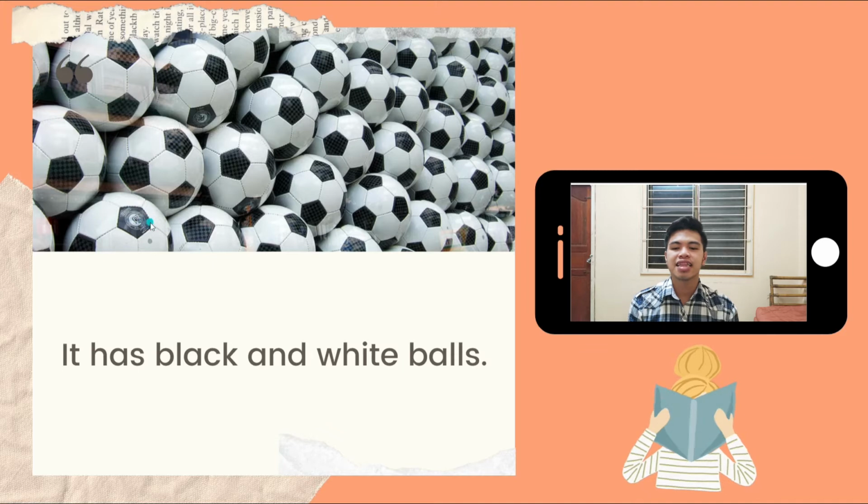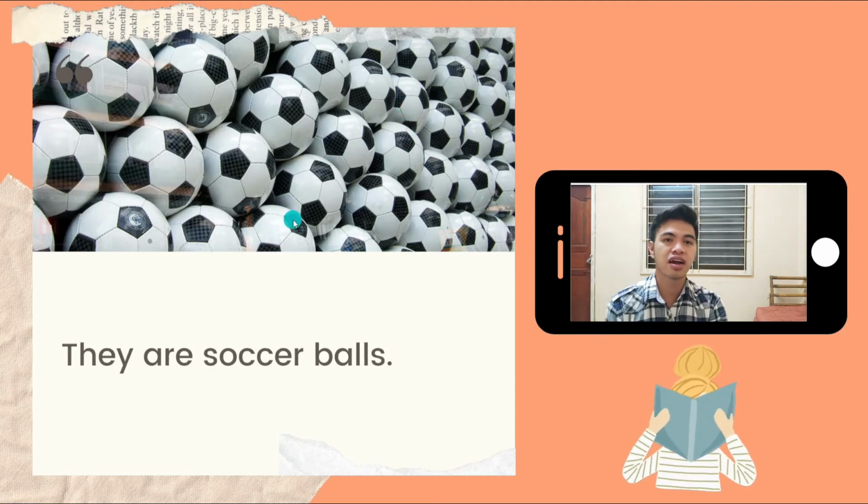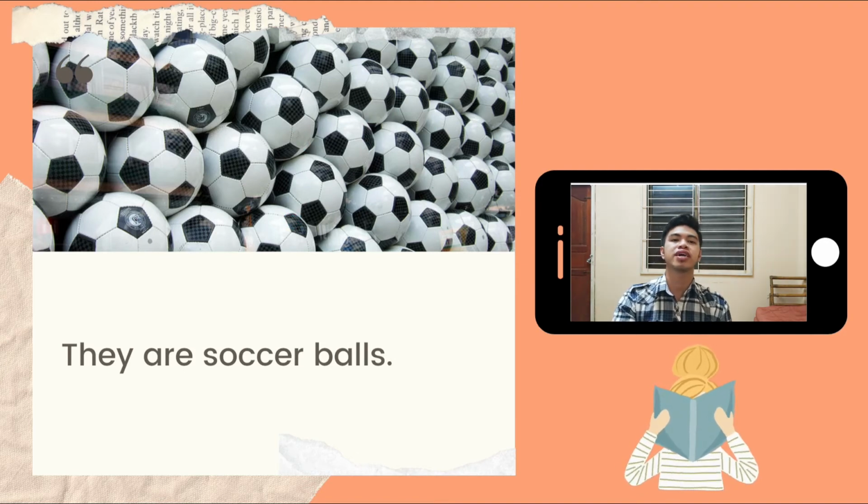Next part. It has black and white balls. So these balls, which have the colors of black and white, are called soccer balls. We use them when we want to play soccer or football. Soccer is a kind of ball game where the most used part of the body is the foot. That's why it's also known as football.